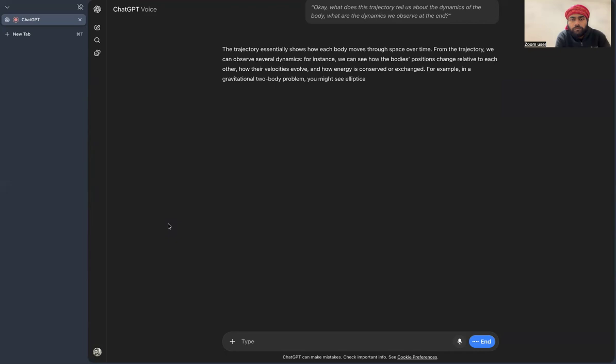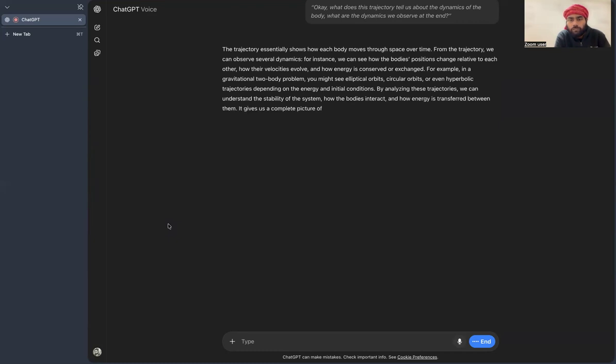For example, in a gravitational two-body problem, you might see elliptical orbits, circular orbits, or even hyperbolic trajectories depending on the energy and initial conditions. By analyzing these trajectories, we can understand the stability of the system, how the bodies interact, and how energy is transferred between them. It gives us a complete picture of the system's dynamics.